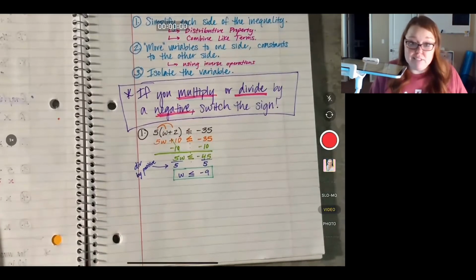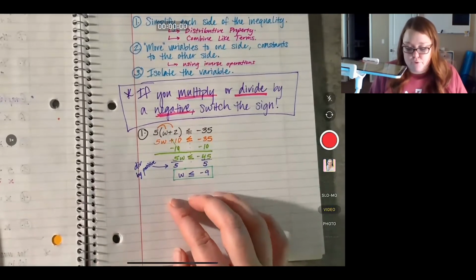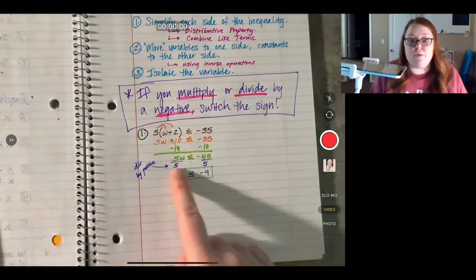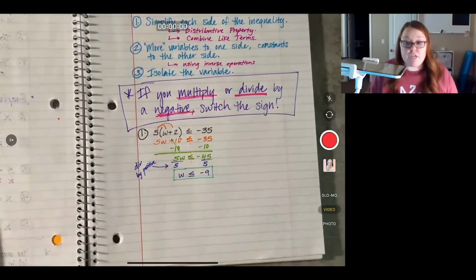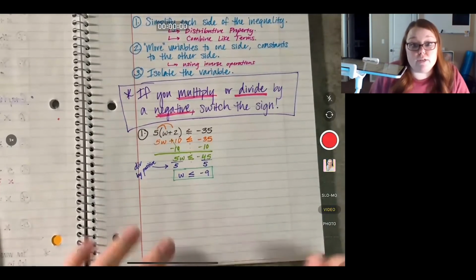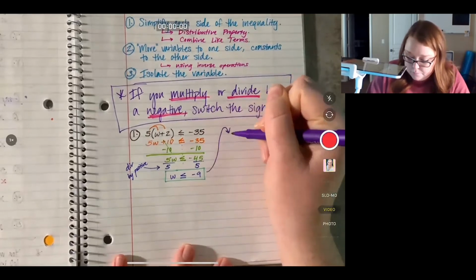Same process as solving equations, right? The only thing you watch for is if you have to multiply or divide by a negative at the end. So let's talk about how to check our answer. We're not going to do checks on every problem, but you do need to know how to check it. So let's talk about how to check.